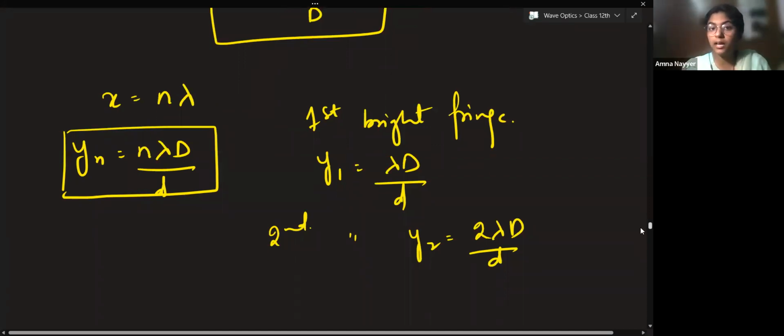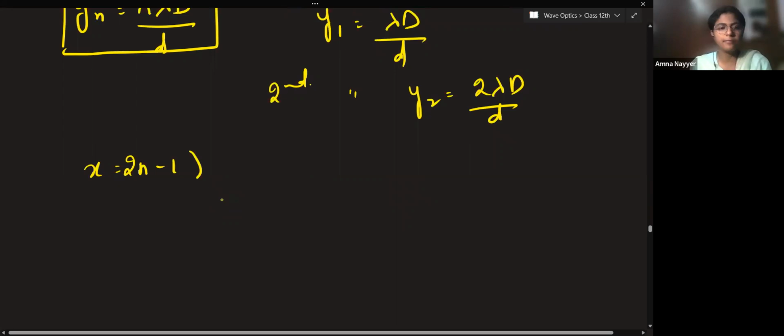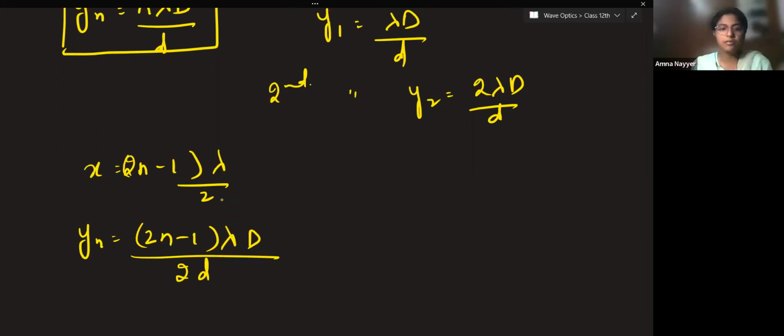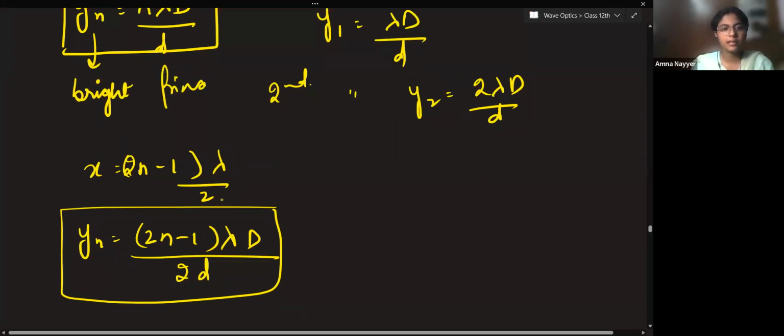But if it is for dark, x will be (2n minus 1) lambda by 2, right? So yn will become what? x capital D by small d, so (2n minus 1) lambda D by 2d. This will be the expression for the dark fringe. This is for bright fringe, because we use the formula of path difference for a bright fringe, and this is for a dark fringe. Fine.